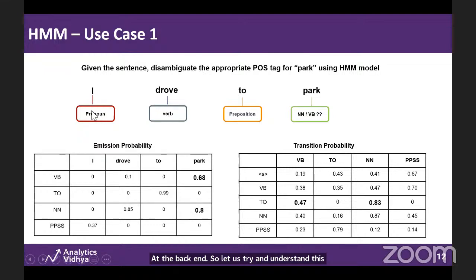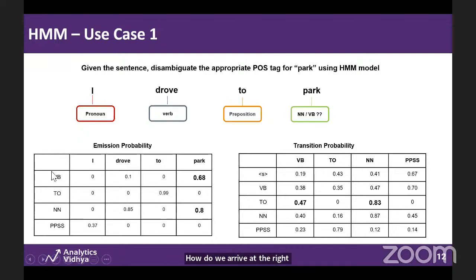So here I have a sentence, I drove to park. Given the sentence, disambiguate the appropriate POS tag for the word park using the HMM model. If you look at this sentence, I am quite clear about the POS tags for the words I, drove, and to. In the case of the word park, it could mean a place or it could also mean parking a car. It can be a noun or it can be a verb. So how do we arrive at the right POS tag for this word?